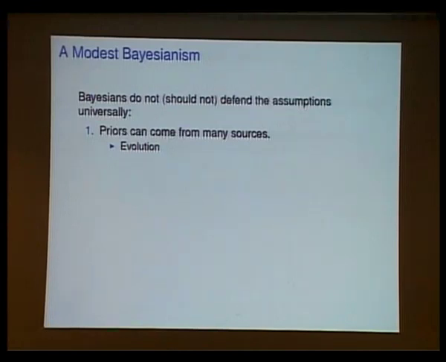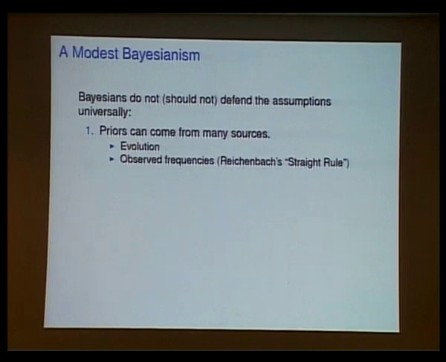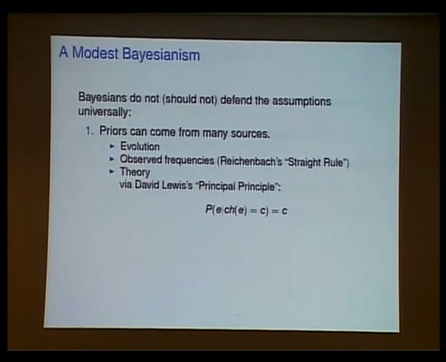Okay. So where do the prior probabilities come from? Well, this is my first preferred source of prior probabilities. Evolution has done a pretty good job of tuning us to, well, what used to be our environment anyway. And so the priors that are genetically coded for in our brains, they're certainly there, and we use them, and that's great. Observed frequencies can be used as a source of probabilities. Reichenbach was either famous or infamous, depending on your point of view, for a straight rule. If you have a long string of events that are similar enough to each other, you get a frequency that's not bouncing around crazily, then you accept the frequency as an approximate probability. We can also derive things from theory, whether it's quantum mechanics or population genetics.